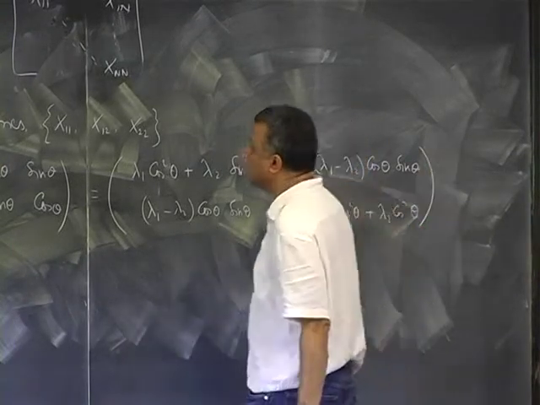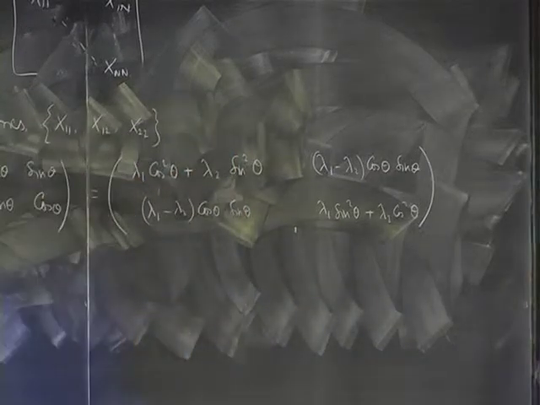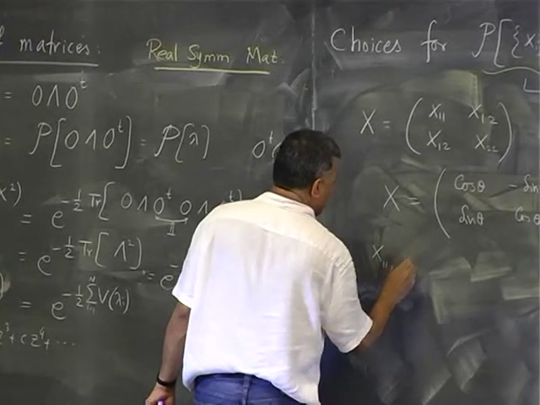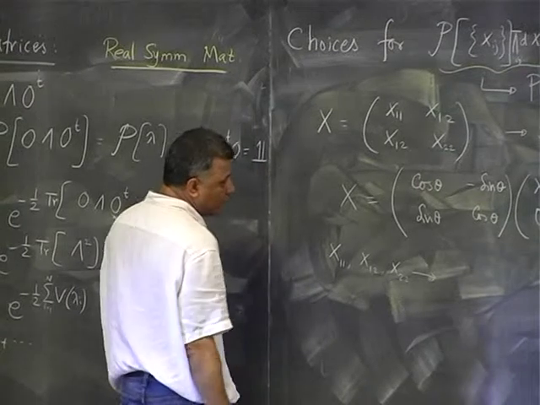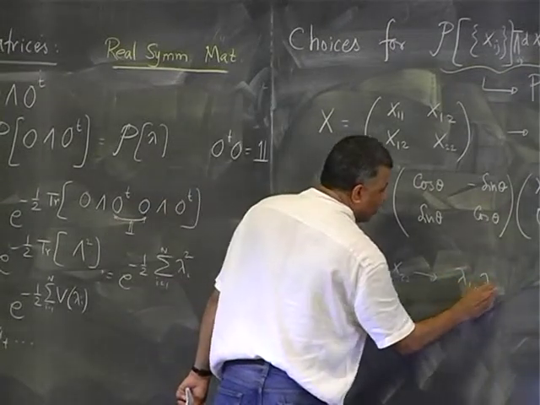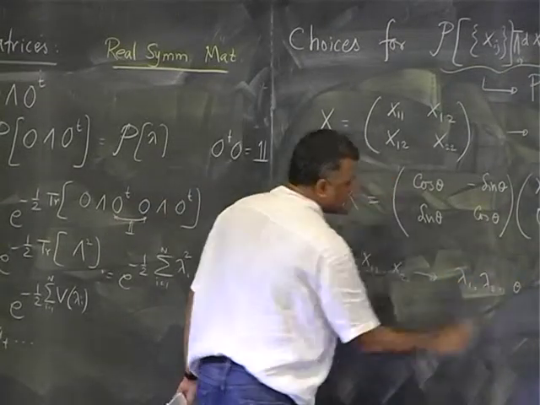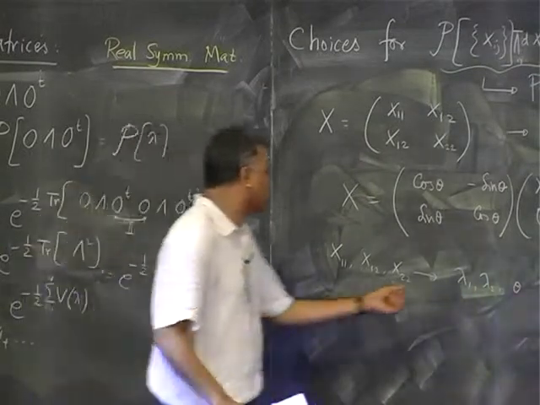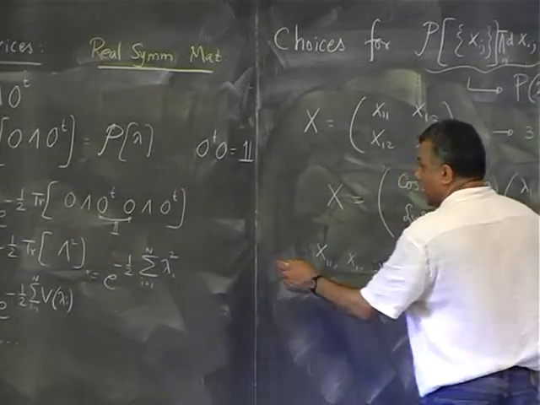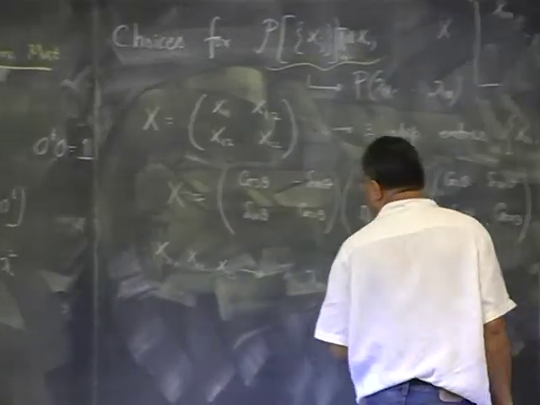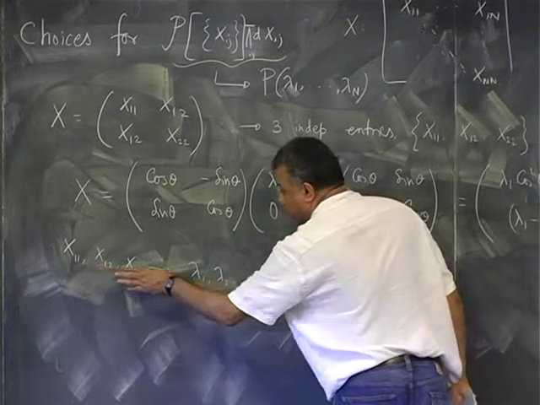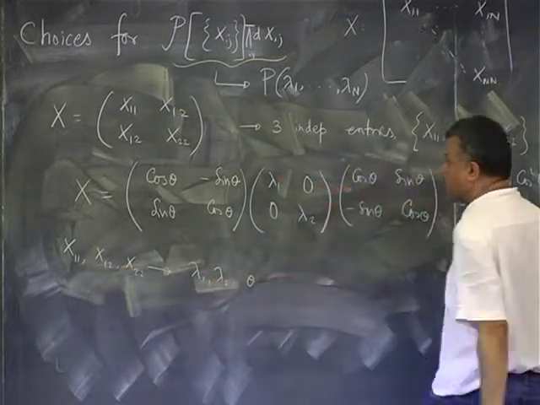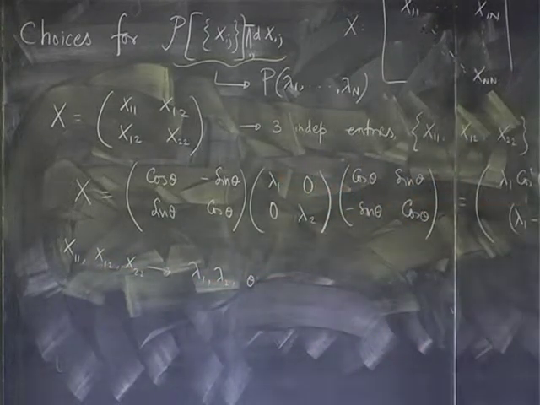Okay. So what did we do? We had 3 independent entries. We made an orthogonal transformation, and from these variables x11, x12, x22, we are going to 3 new variables, which are lambda 1, lambda 2, and this theta. Remember that in our notation here, this theta represents the eigenvector, if you like, okay? And these are the 2 eigenvalues. So we are going from 3 random variables here to 3 new random variables by this transformation. Okay?